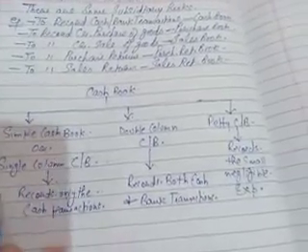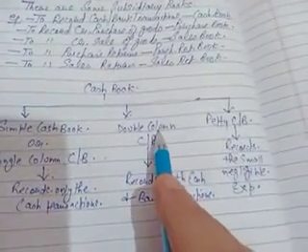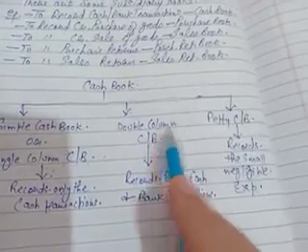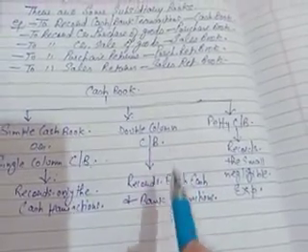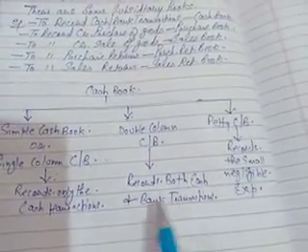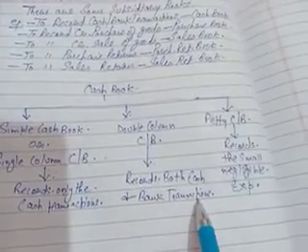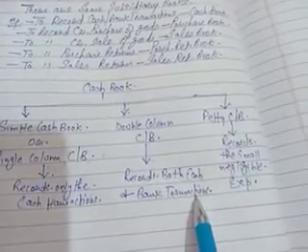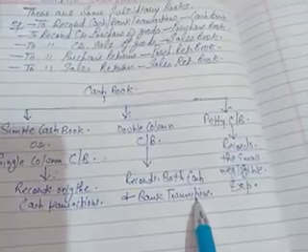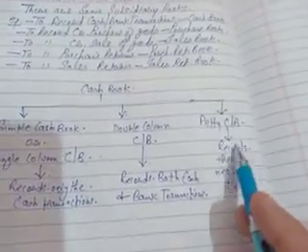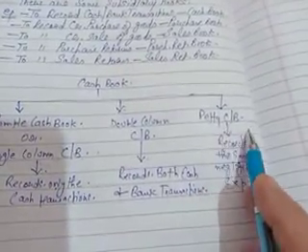Then there's another cash book, the second type, which is called the double column cash book. It records both cash as well as bank transactions. That means the transactions involving cash as well as bank. This is called the double column cash book. And the third type of cash book is called the petty cash book.